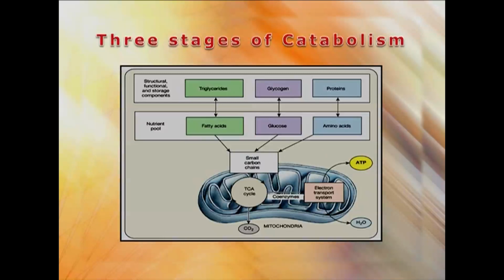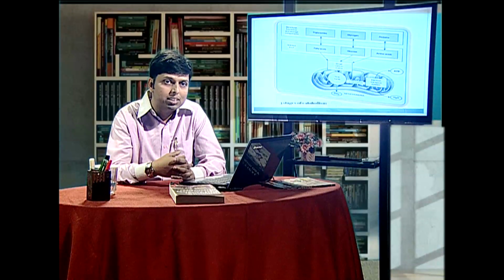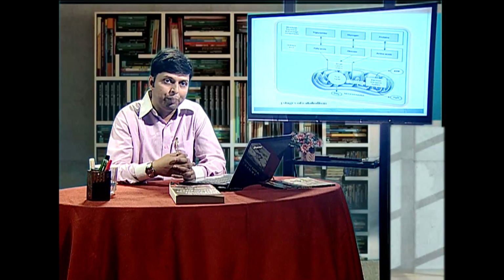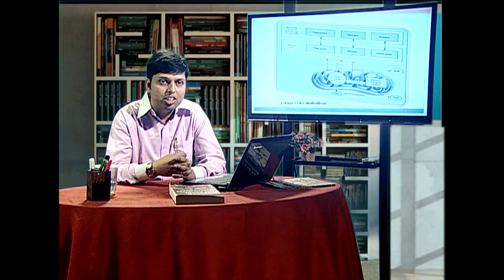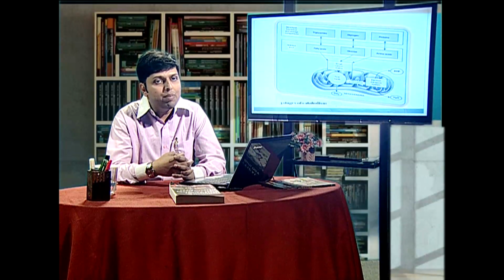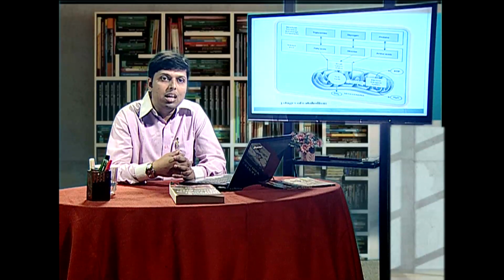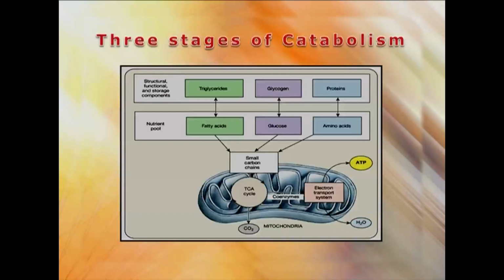In the second stage, these intermediates are further metabolized into a few simpler ones including pyruvic acid and acetyl-CoA. After that, in the third stage, the acetyl-CoA with help from citric acid cycle, the electron transport chain and oxidative phosphorylation gets converted to carbon dioxide, water and ATP.